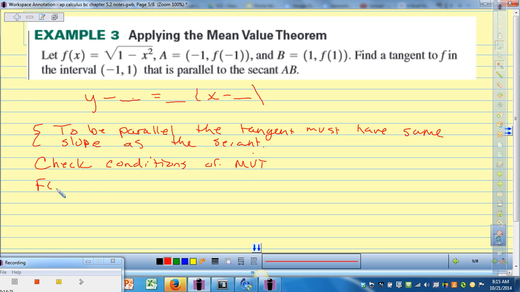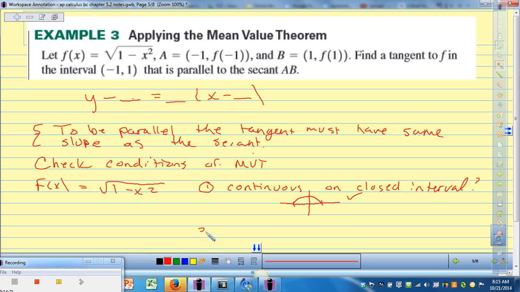So is f of x continuous on the closed interval? All right, well, what is this thing? Does anybody know what that looks like? That's a semicircle, right? Half a circle? So is that continuous on the interval from -1 to 1? Indeed. Check.